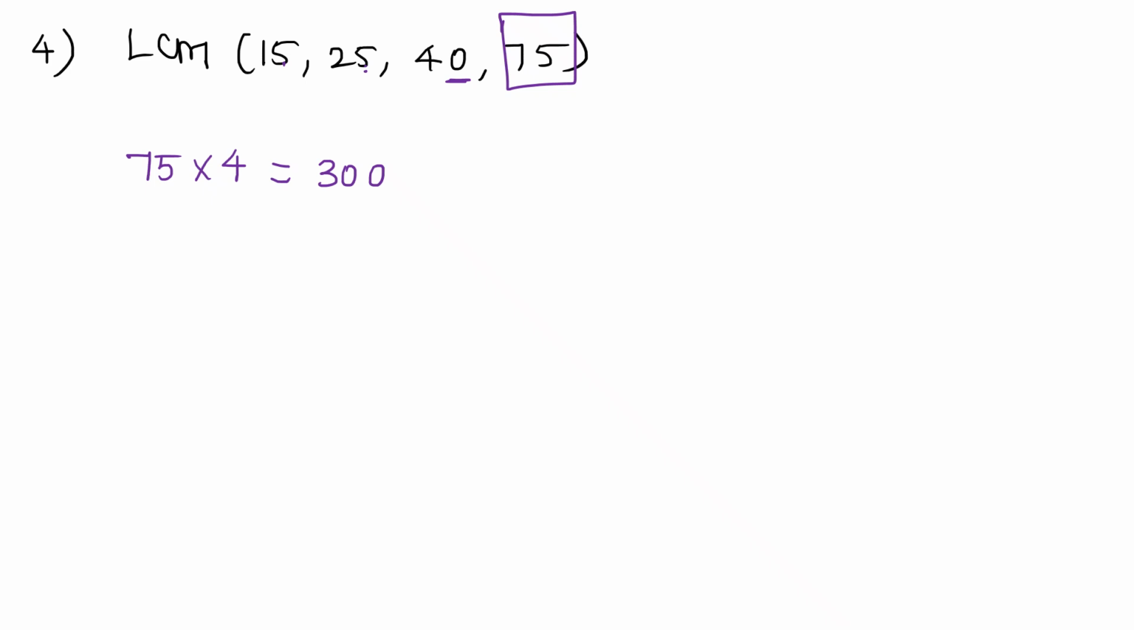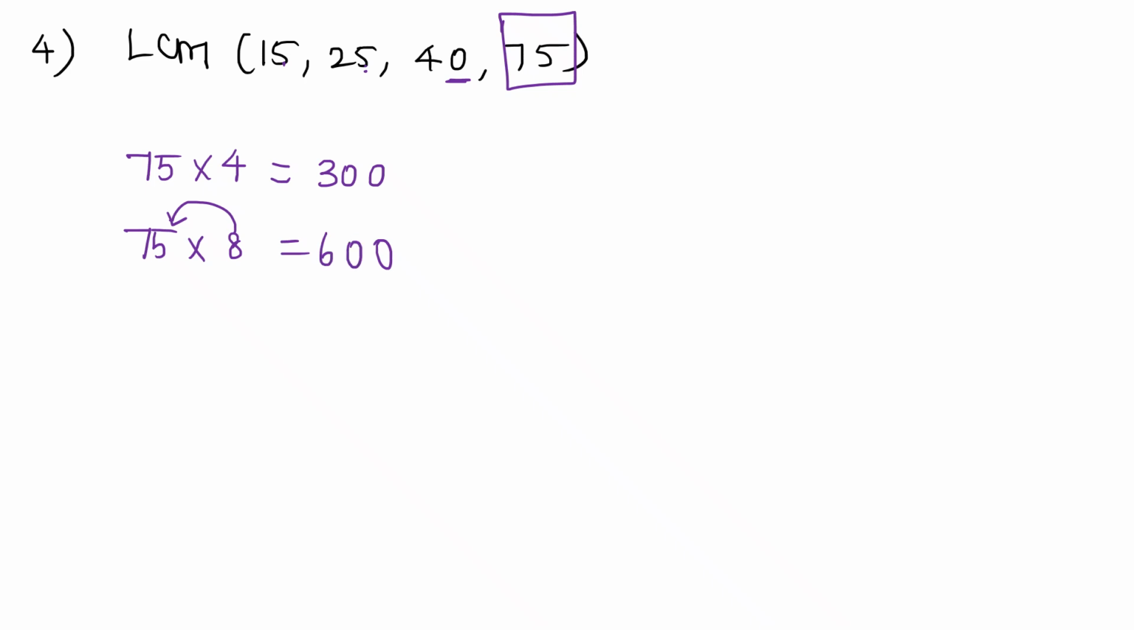Next I will move on to where I am getting a 0. If I do 75 fives are, it will end with 5. If I do 75 sixes are, it won't end with zeros anywhere. So now I can move to 75 eights are. Why am I directly moving to 75 eights are? Because 8 fives are 40, so you will get 0. Definitely you can try 75 into 8, and you will get 600.